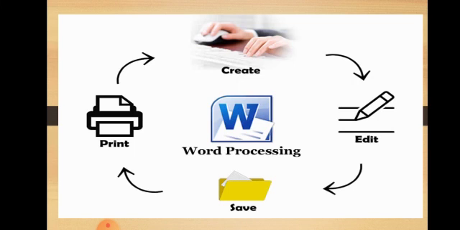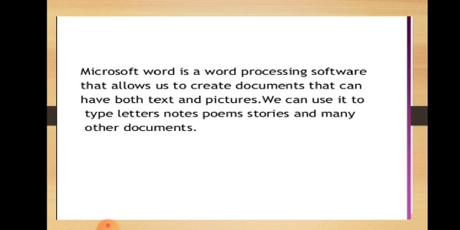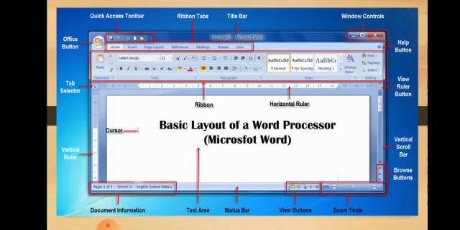In a word processor, it helps us to store, format, and manipulate the text, and it provides different types of tools for selecting, copying, moving, deleting and printing the text. Microsoft Word is a word processing software that allows us to create documents that can have both text and pictures. We can use it to type letters, notes, poems, stories, and many other documents.